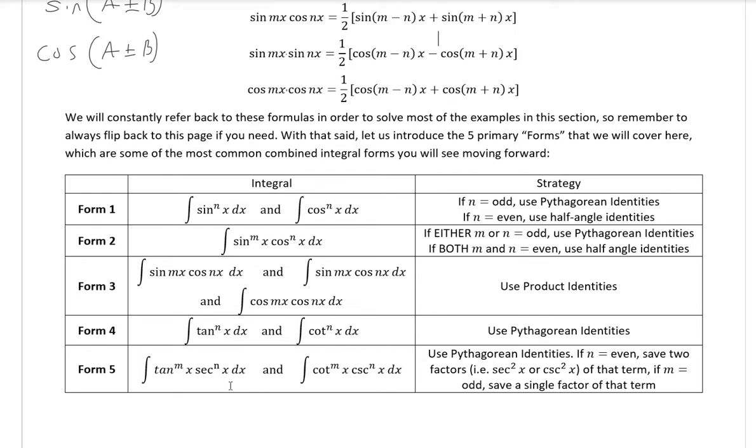Also note that Form 5 could also take in mind secant to some power or cosecant to some power with no amounts of tangent or cotangent. So you can also apply these strategies. So these are the most common integrals, and what I have here is a basic outline of the strategies involved. And we're going to go through each of these and have some examples of them.